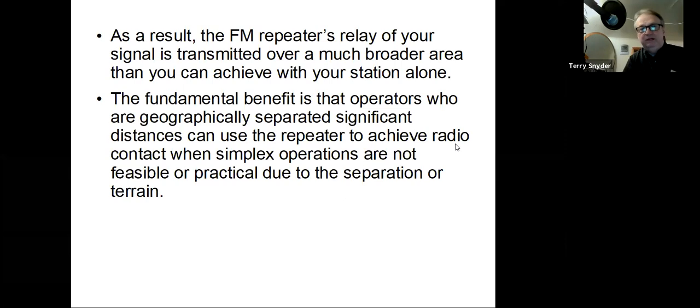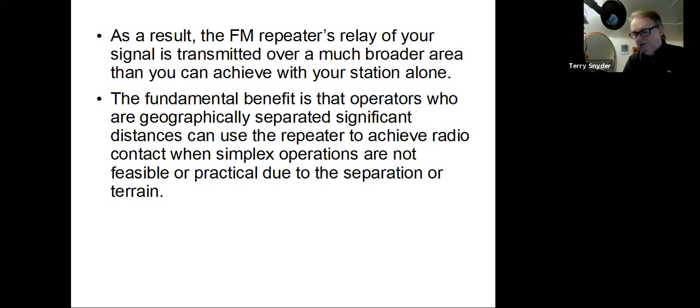The FM repeater relays your signals, retransmitted over a much broader area than you could ever achieve, whether you're mobile or handheld, than you could do from your station alone. And the fundamental benefit of this is that the operators who are separated by a greater distance can use the repeater to make contact with others when simplex operations aren't really feasible or practical due to the separation or the terrain.